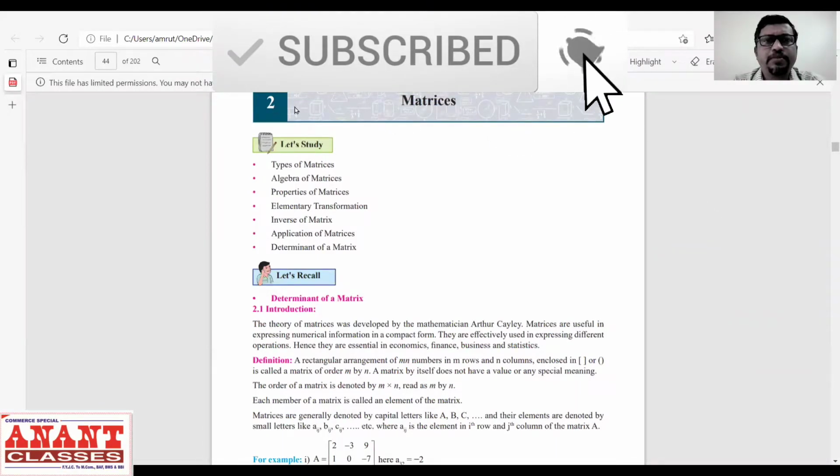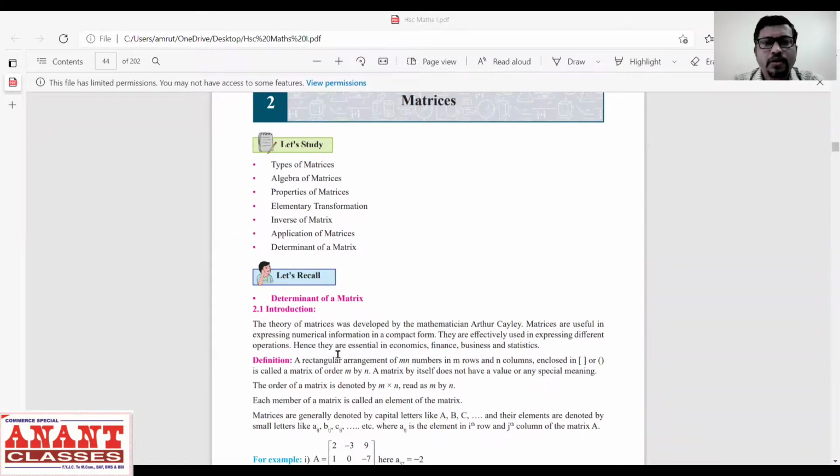Welcome to the second chapter from Maths 1. The name of the topic is matrices. So, what is a matrix?